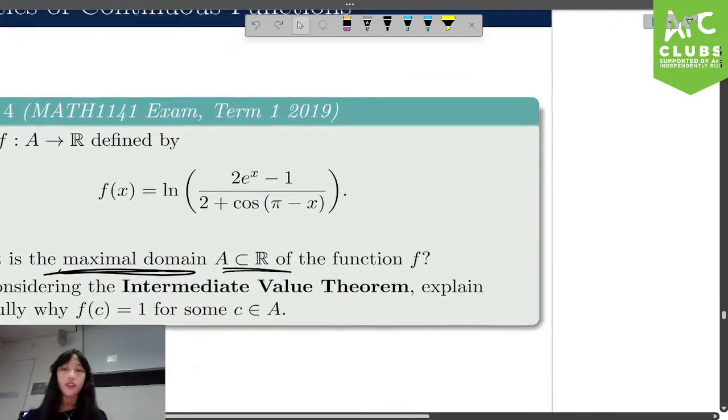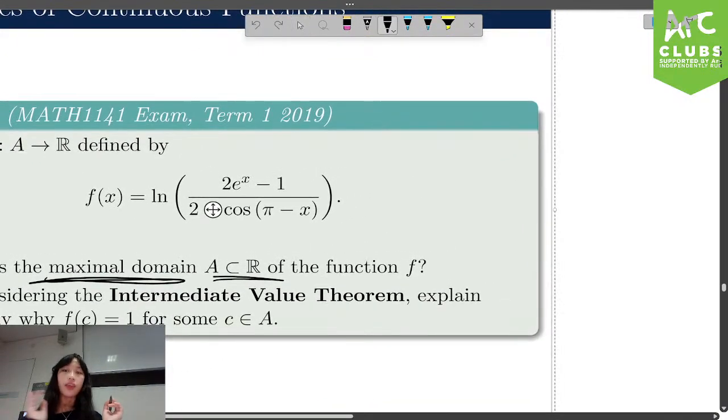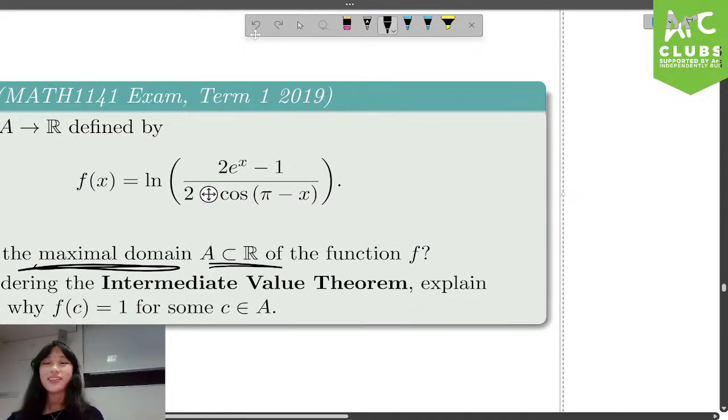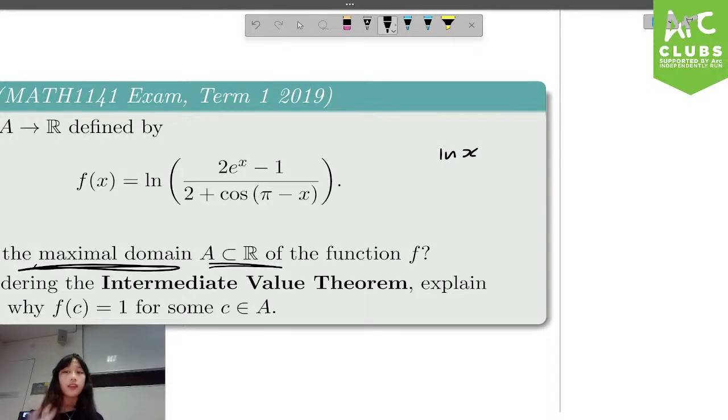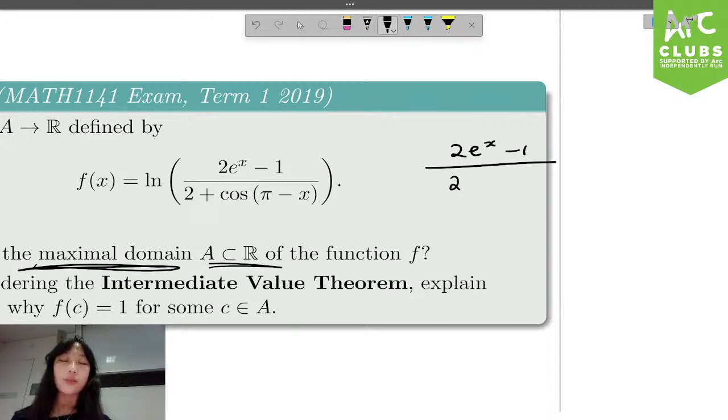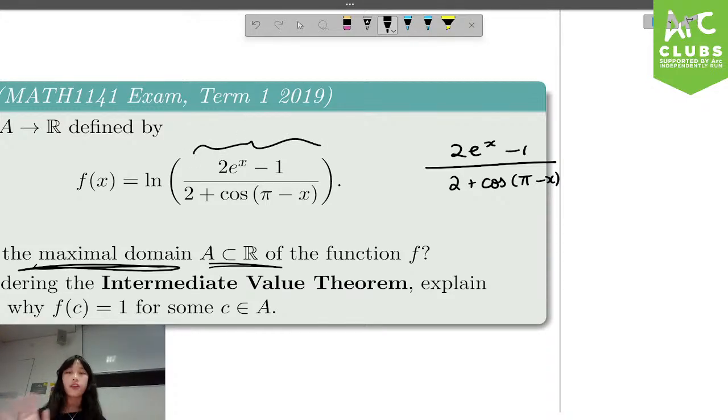I guess the most salient thing to me is the fact that there is a ln function, or natural log, however you want to say it. One striking property is that ln of x can't take in any values which are negative or 0. So it can only take in positive values. What that means is that the thing inside our log has to be positive. So this property of ln, that it can't take in anything negative or 0, informs what our maximal domain is.